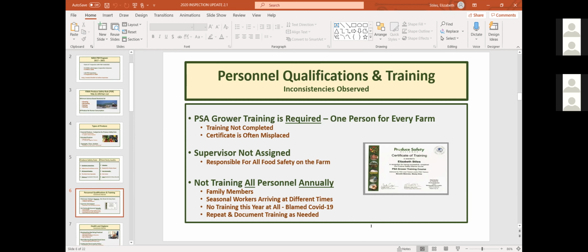You need to repeat the training as necessary if you have an employee who is not following the rules, and document that training as needed.